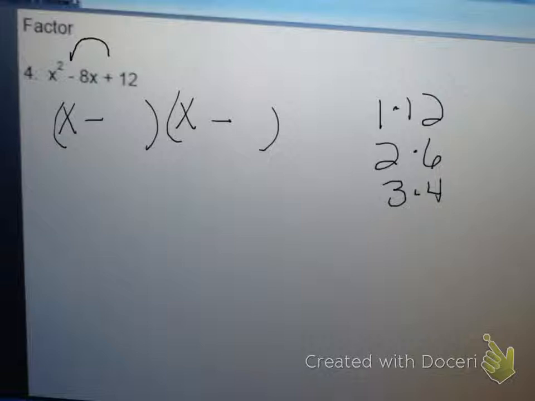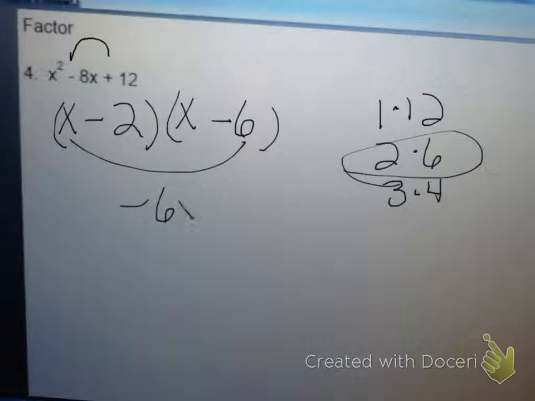Because the signs are the same, I want to find which factors of 12 add up to get 8. 2 and 6. Check, you get negative 6x, and a negative 2x is a negative 8x. That is correct.